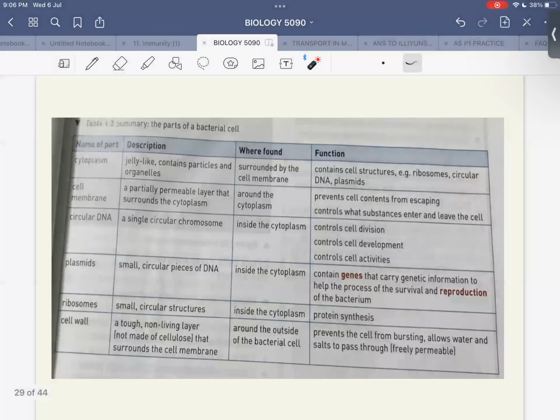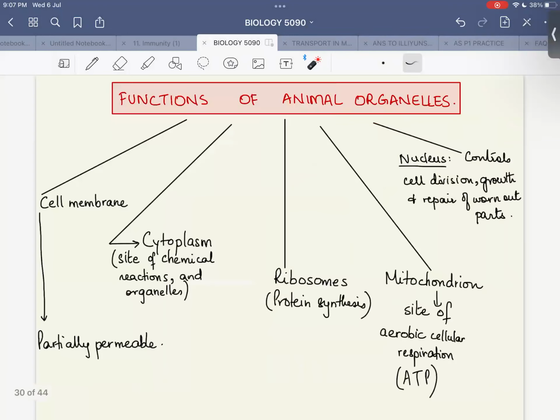If you remember, last time I had shared this table with you in which the description and the functions of different parts of a bacterial cell were discussed. Since we have done this already, now I will be sharing a slide which shows you the functions of different animal organelles that we have done so far. So let's suppose I start with cell membrane. You can see I have made a concept map, and with cell membrane I have written partially permeable.